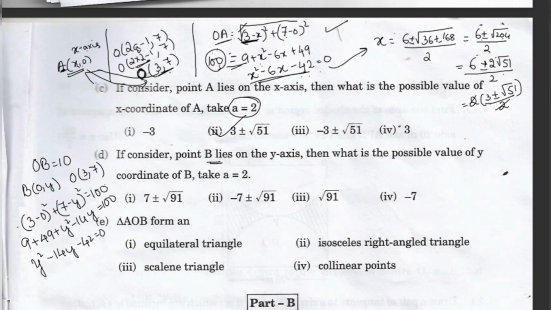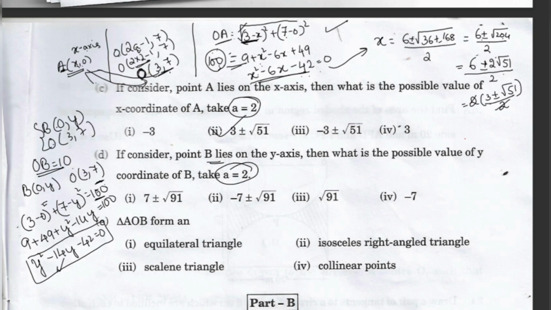Now consider point B, which instead of A is taken on the y-axis. The coordinates will be (0, y) and the center will be (3, 7), because a is again taken as 2. Again use the distance formula between O and B. OB is again a radius, so I have taken 100, squaring both sides. You come up to this value. Factorize again or directly use the formula. Here it will be 7 plus or minus 91.